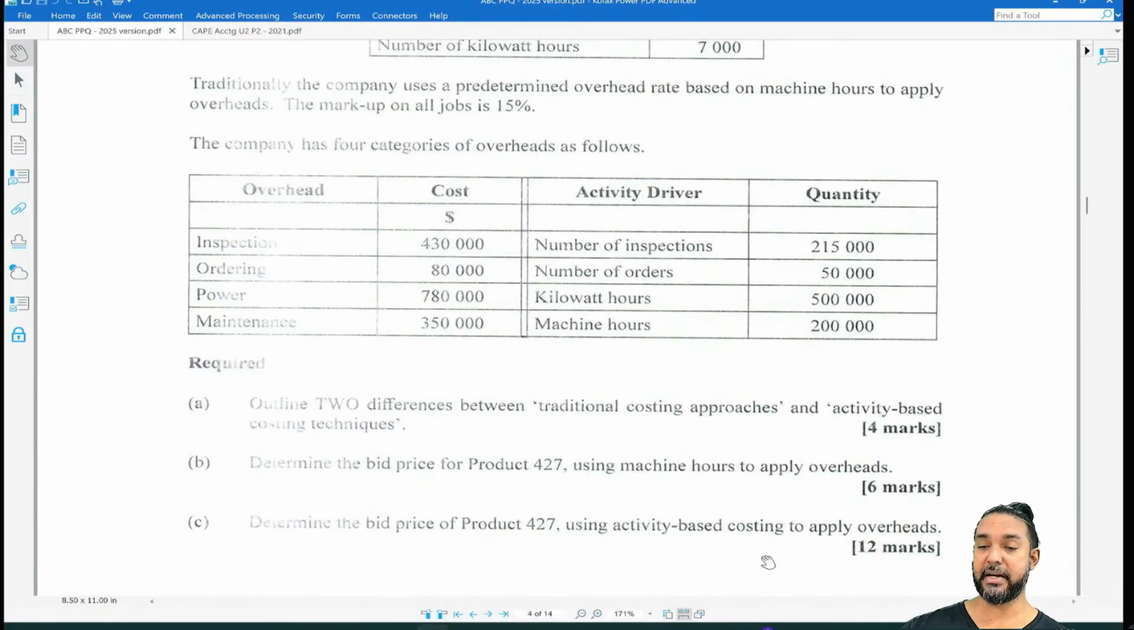Determine the bid price using activity-based costing. Now that's kind of like a sandwich of things we have, like steps. We have to calculate the rates. The activity rates would be found by simply taking the cost for each activity and dividing by the volume or quantity of the cost driver for that activity. So we'll have 4 rates to calculate, and I'll show you how to lay it out so that you could try and save some time and space.